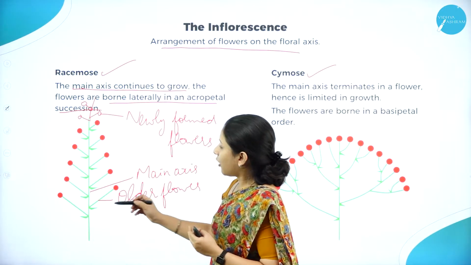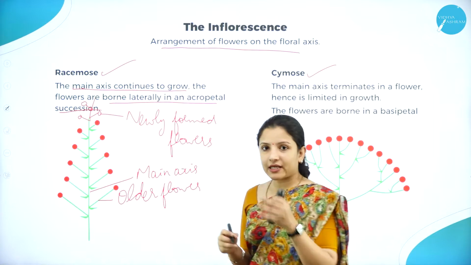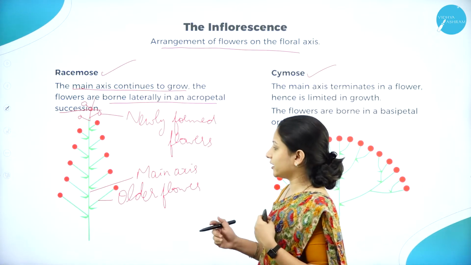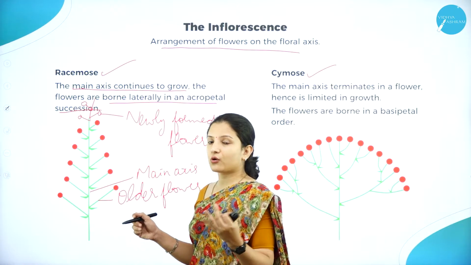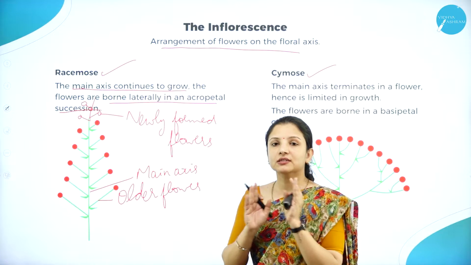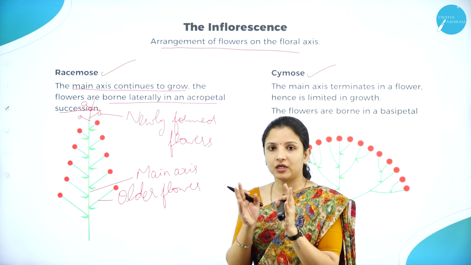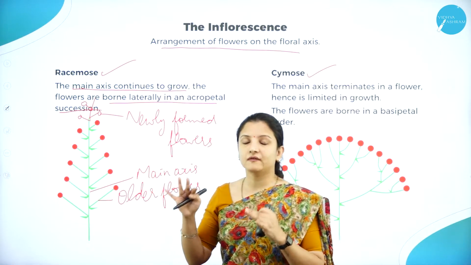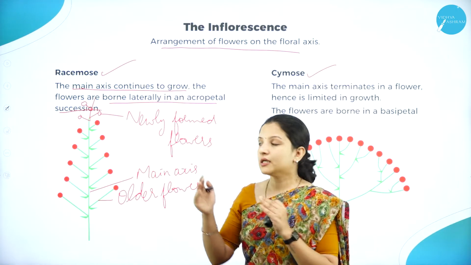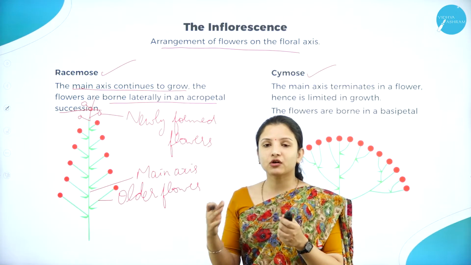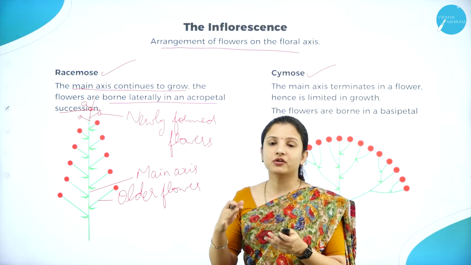So, here the main axis will continue to grow until the life cycle of the plant comes to an end, and when the axis is growing, on the lateral side of the main axis, the flowers will start to develop. And those flowers which are at the base will always be older flowers because they would have developed first. And those flowers which are at the tip will be the younger flowers because they are still in the developing stage or they are newly formed.